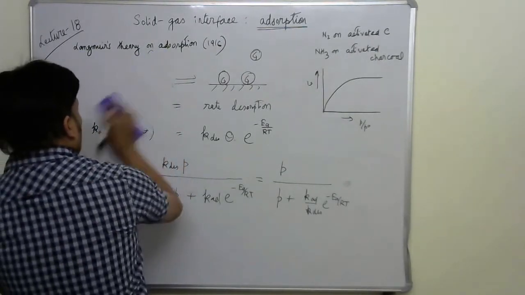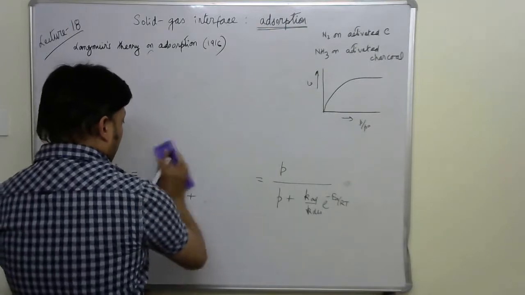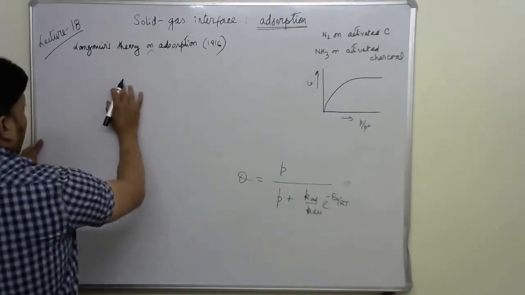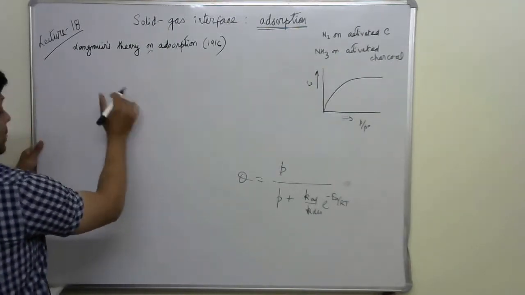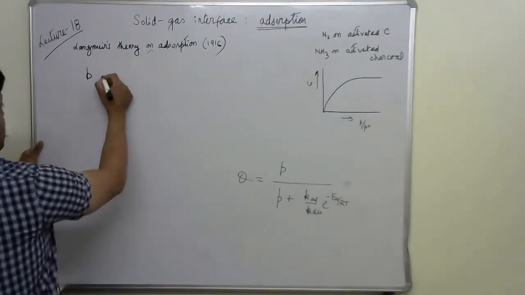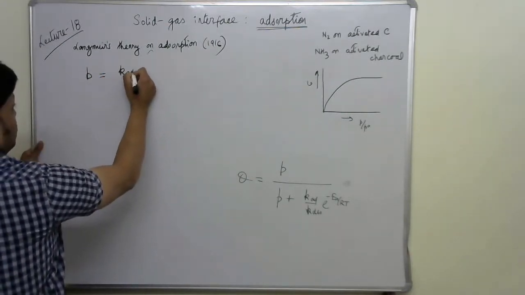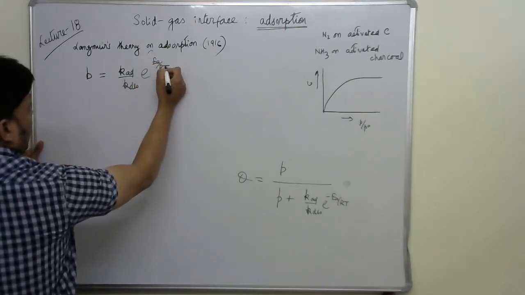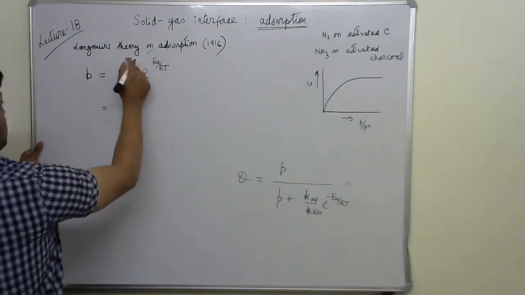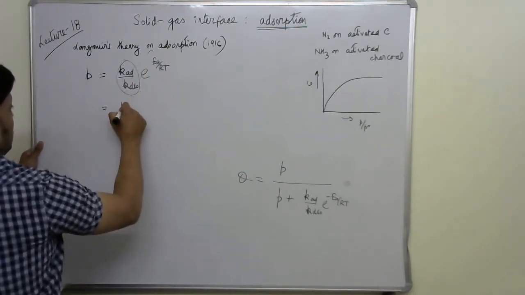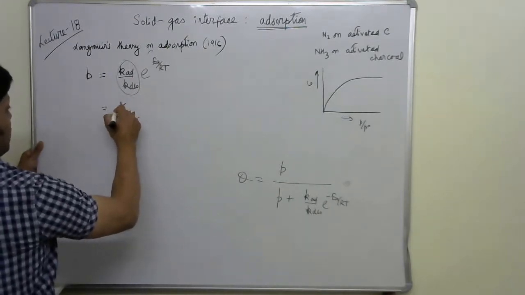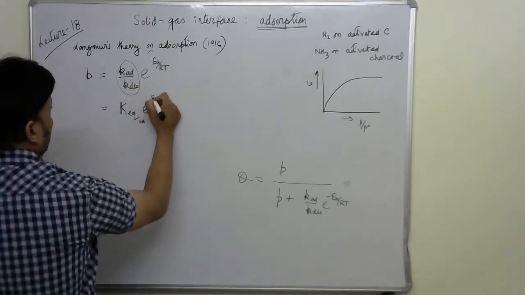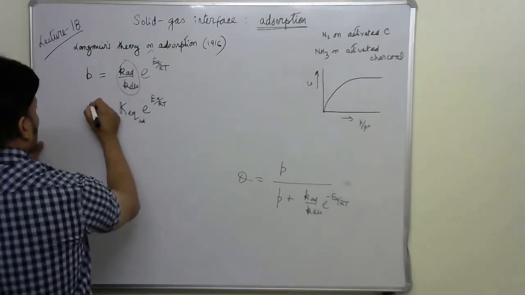So I'm going to erase the board here once again, and I'm going to write theta is equal to this, and then Langmuir assumed one constant, called B. So B stands for K adsorption divided by K desorption e to the power EA divided by RT. Here K adsorption divided by K desorption is nothing but the equilibrium constant of the adsorption. So we can write K equilibrium of adsorption e to the power EA divided by RT. So that is equal to B.